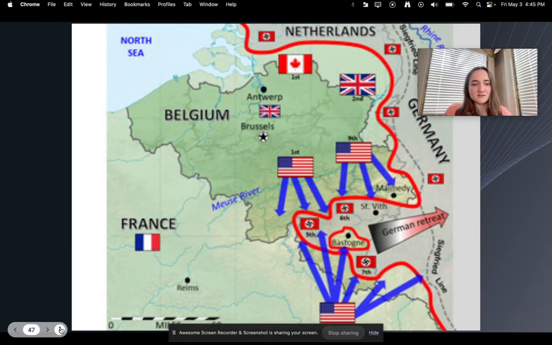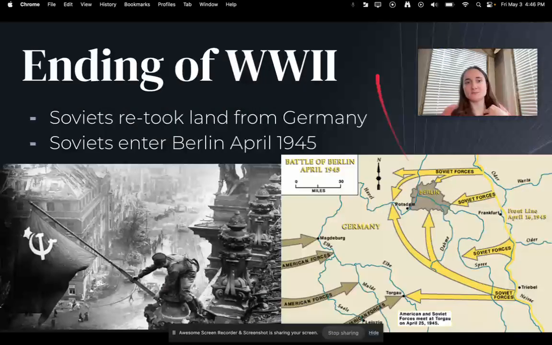So here's the map that I told you about. You can see here's the bulge right here. It sticks out like a peninsula. And then you can see the American forces are trying to come in and cut off the bulge from the rest of the German army. After the Allies win, they will start pushing into Germany and then eventually take over Berlin.